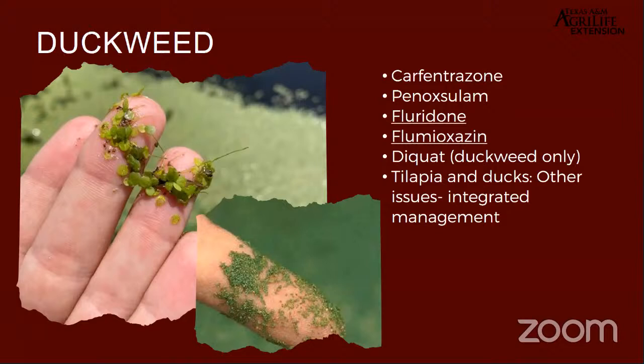But of course, you can use tilapia and ducks to a lesser extent as part of an integrated management solution along with your chemical control. Ducks do create a lot of other issues, though. They are supplying a lot of nutrients in your pond. And so typically I stray away from that completely.